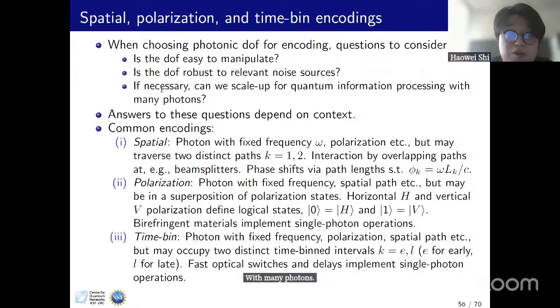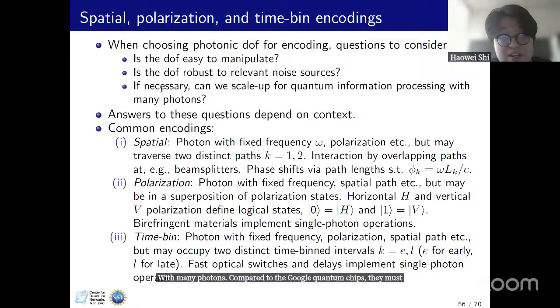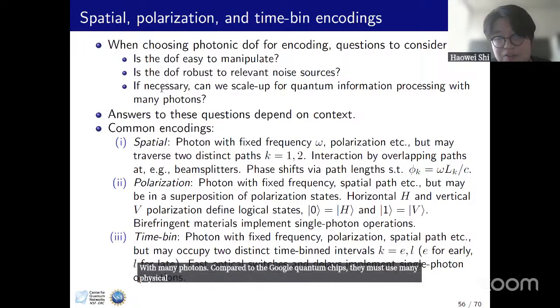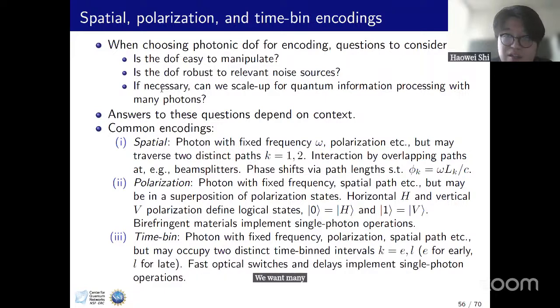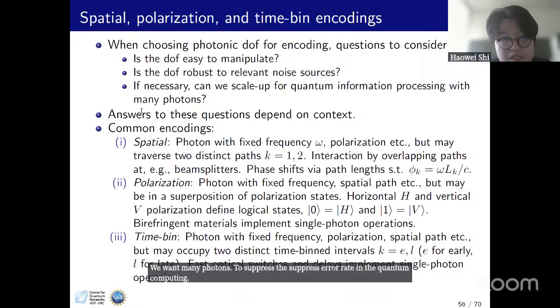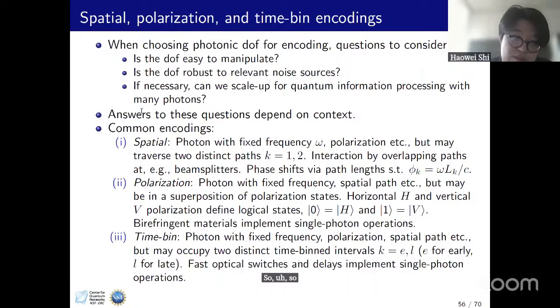Compared to the Google quantum chips, they must use many physical qubits to encode only one logical qubit. The same thing applies to photonic chips too. We want many photons to suppress the error rate in quantum computing. So there are also more factors to be included, while these three will be the first to consider.